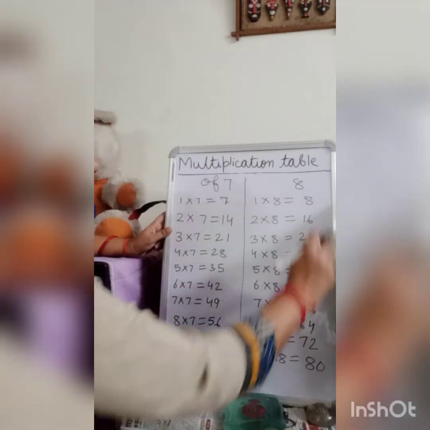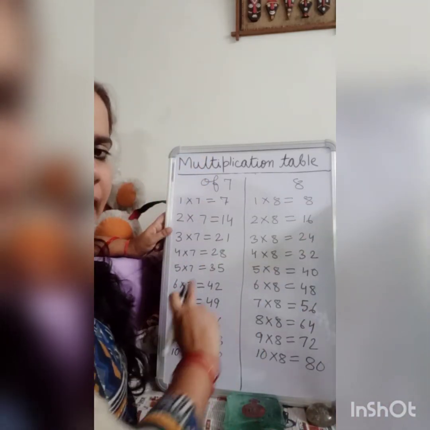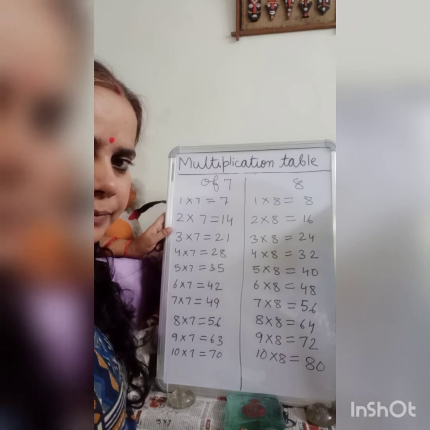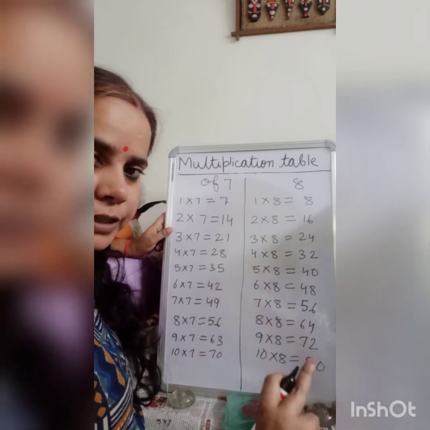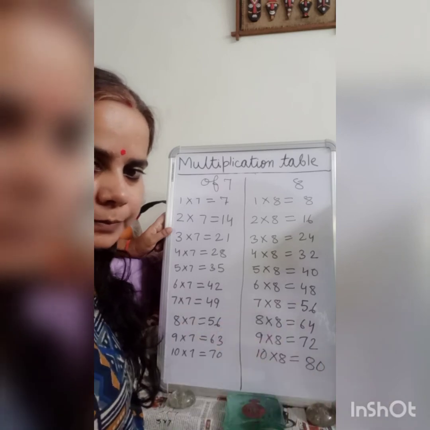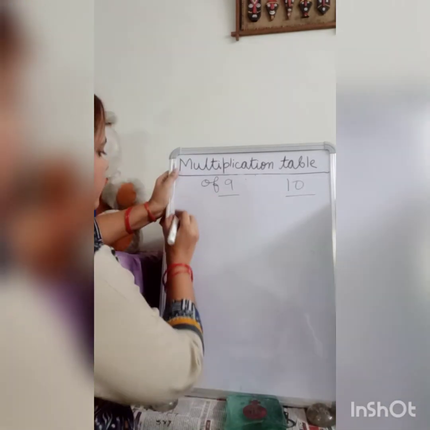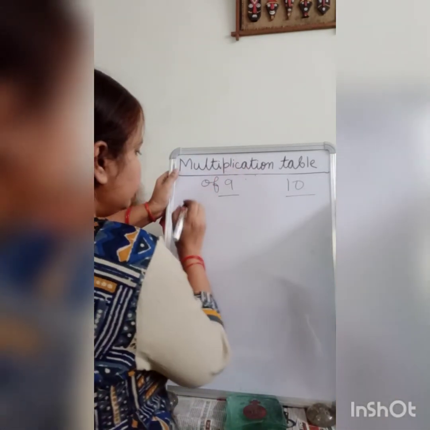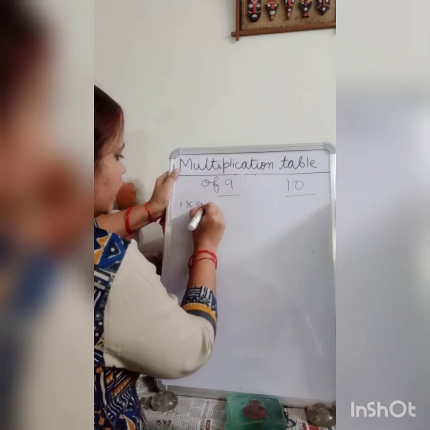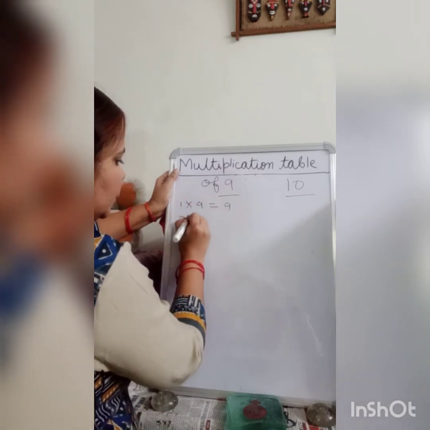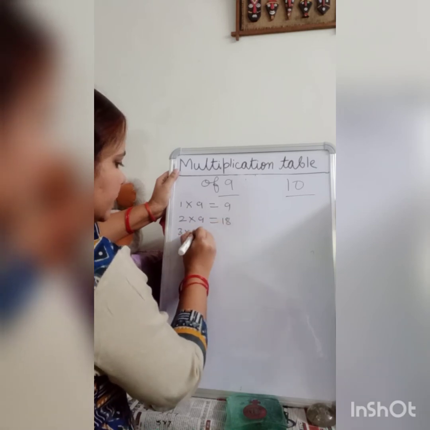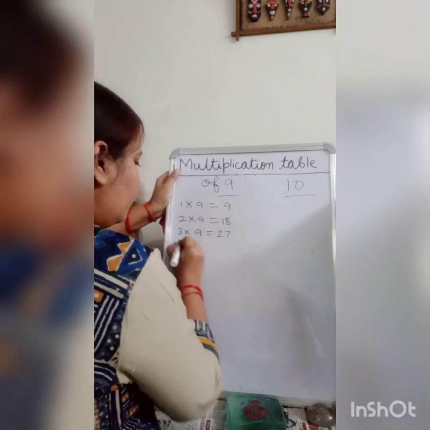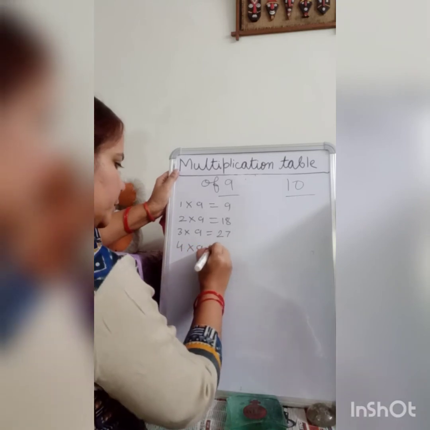Just see, children, this is the table of 7 and 8, and you have to learn it, children. Okay? You all are going to learn it. Copy down first in your copy, and then you will learn it. Yes. Then comes the table of 9 and 10. 1 times 9 is equal to 9. 2 times 9 is equal to 18. 3 times 9 is equal to 27. 4 times 9 is equal to 36.